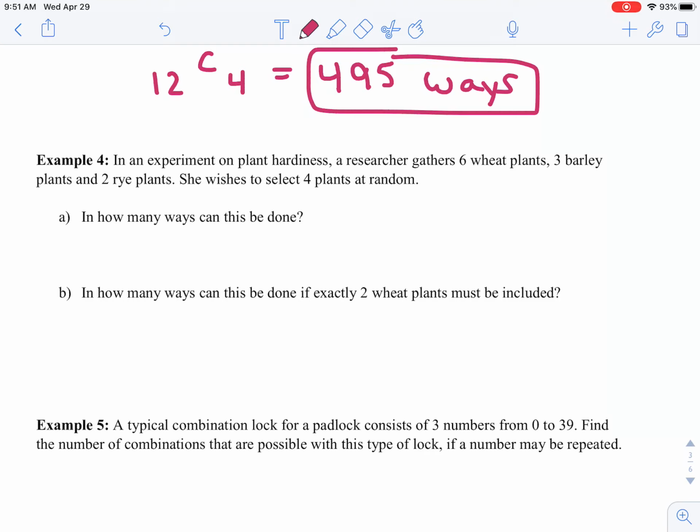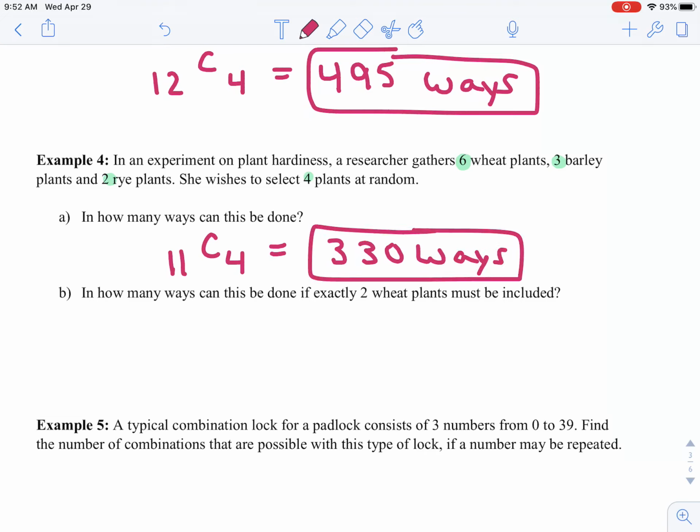Okay, next one, an experiment on plant hardness. A researcher gathers 6 wheat plants, 3 barley plants, and 2 rye plants, and she wants to select 4 plants at random. And how many ways can this be done? Well, we look at how many total we have. We have 6 wheat, 3 barley, 2 rye. And I'm picking 4. So 6, 3, and 2 give me 11 to choose from. I'm picking 4. So we got nCr again. 11 choose 4. 330 ways.